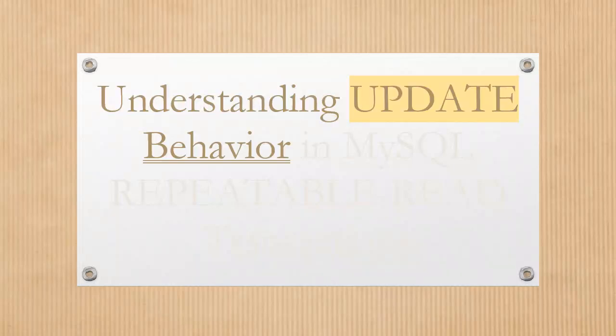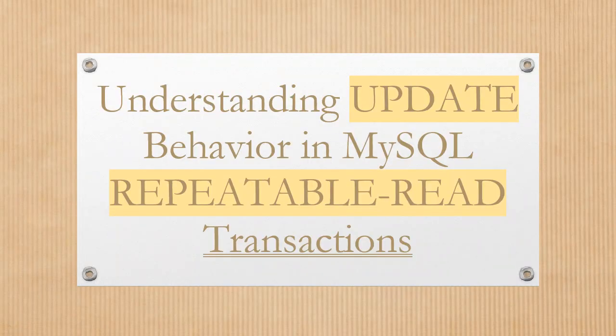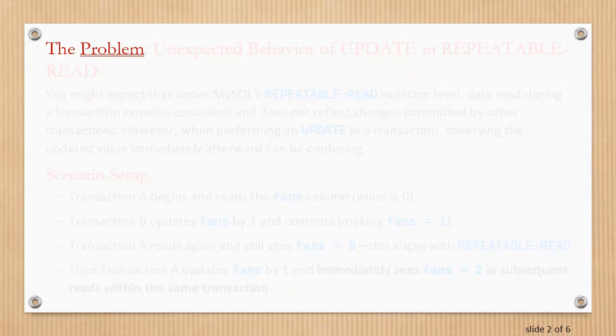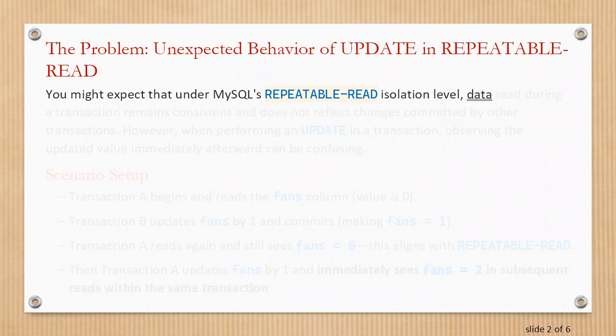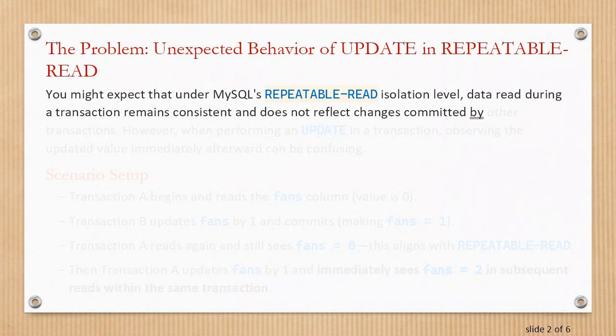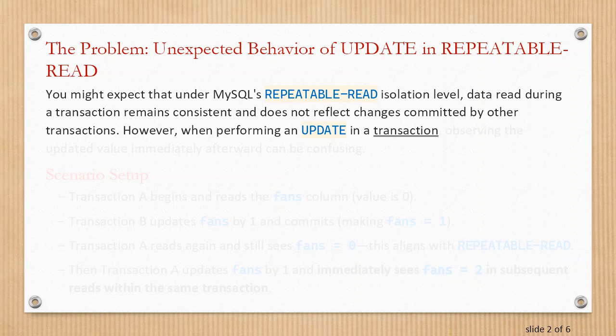Understanding update behavior in MySQL repeatable read transactions. The problem: unexpected behavior of update in repeatable read. You might expect that under MySQL's repeatable read isolation level, data read during a transaction remains consistent and does not reflect changes committed by other transactions. However, when performing an update in a transaction, observing the updated value immediately afterward can be confusing.